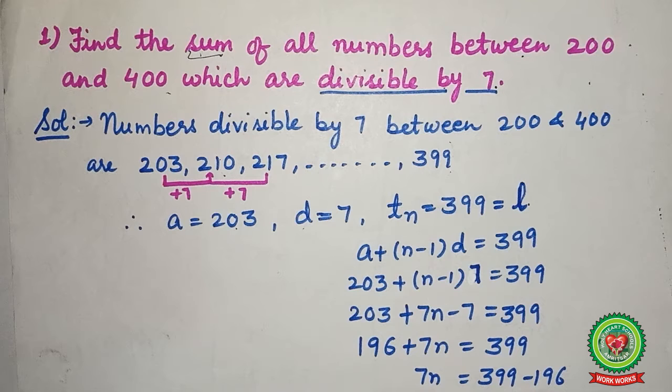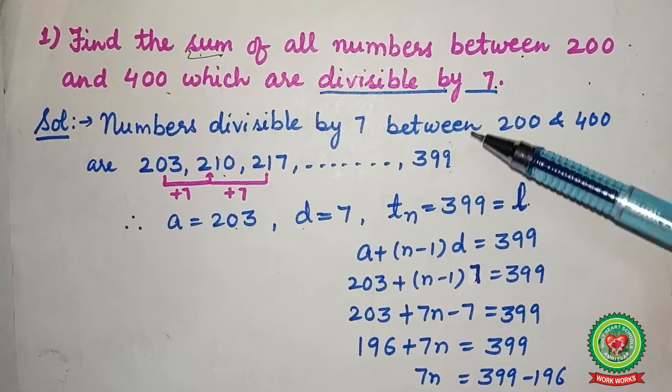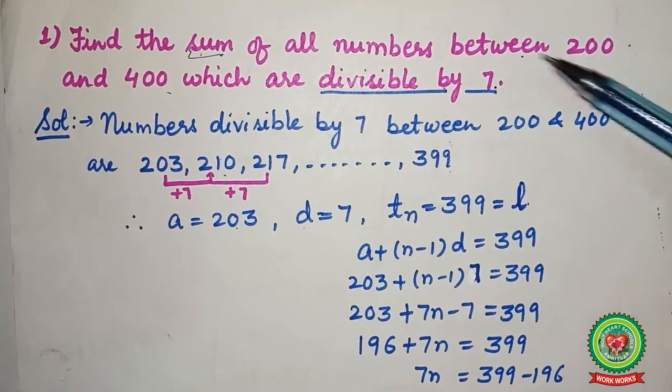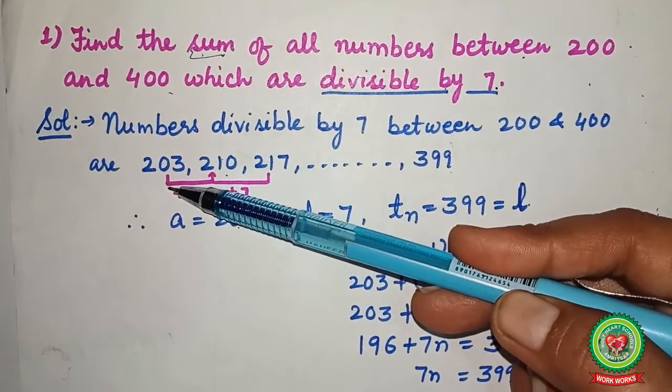Now we have to check firstly which numbers are divisible by 7. So first of all, check for 201. On dividing with 7, we will not get completely divisible. Similarly for 202, it is not divisible by 7. When you check with 203, it will become divisible. So, the first number that is divisible by 7 and lies between 200 and 400 is 203.